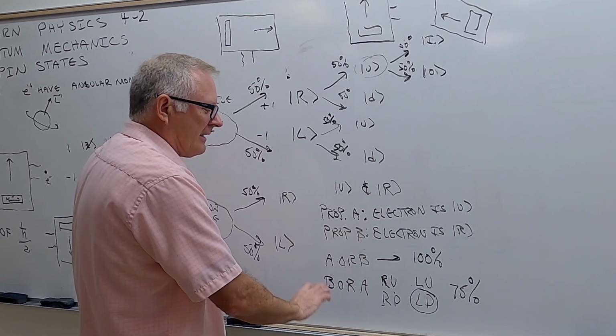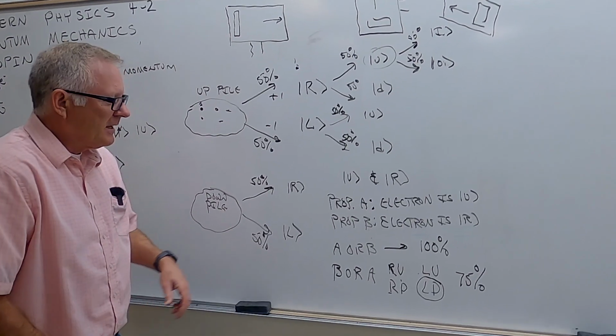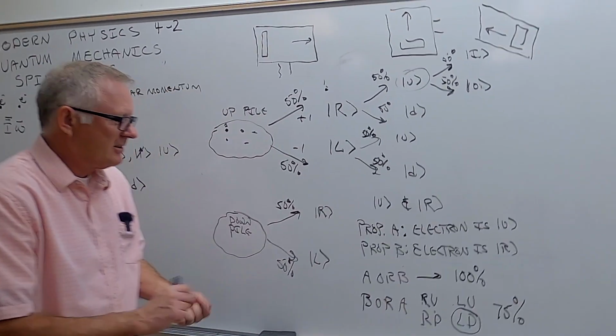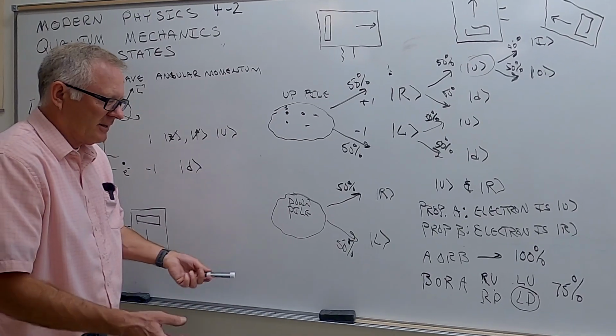It's not like we had classical logic. Why? Because the act of measuring the first one affects the second one. We never had that in classical mechanics. Things didn't affect other things in the line.